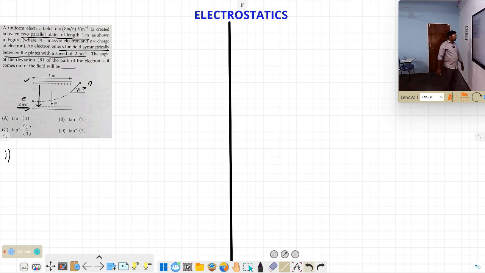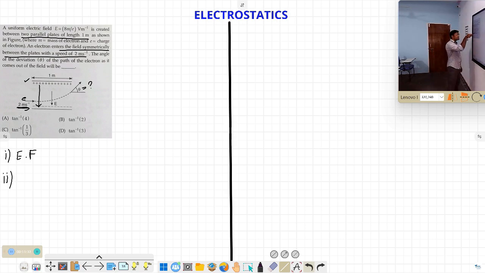First one: whenever any charge enters into an electric field, what happens? It experiences a force. Due to that force, what is the path of the charge? Whenever a charge enters any electric field, the path is always parabolic. So you can apply the parabolic equations to solve the problem. This is the first concept: it experiences a force.